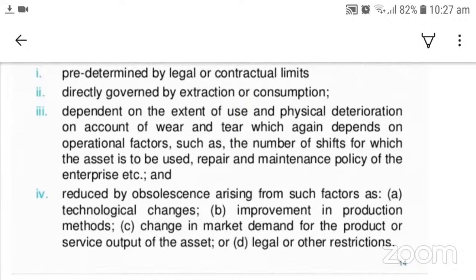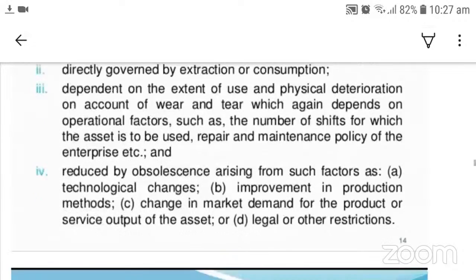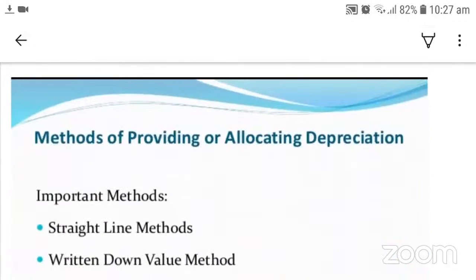Okay, legal or other restrictions. Any old machinery, some restrictions will be there. For that, we will replace it with new machinery.